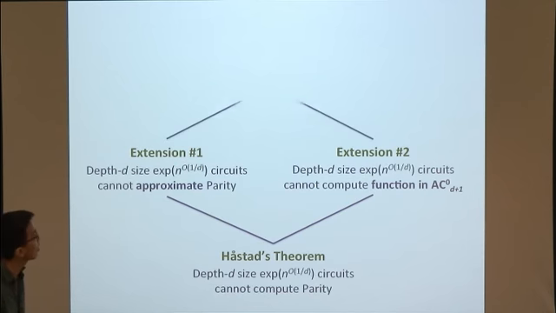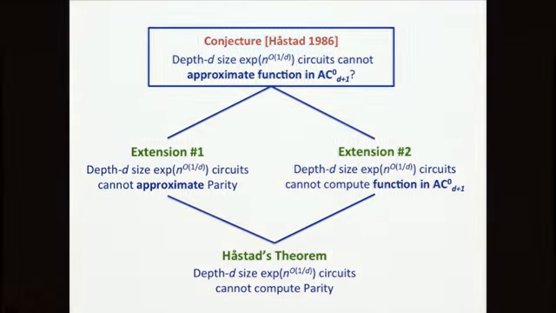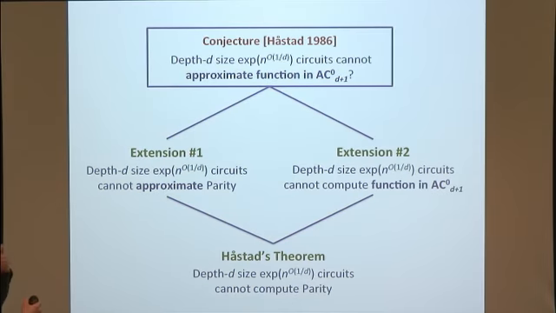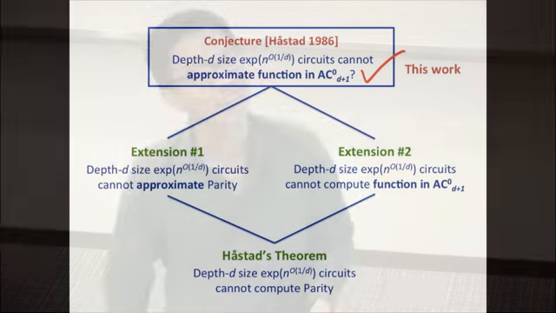So you can ask, and Hastad asked this, can I get the best of both worlds? Can I show that there is a function at depth d plus 1, such that if you force me to use depth d circuits and you allow me huge size, I cannot even approximate it? That seems like a natural best of both worlds kind of extension. And our main result in this work is we confirm this conjecture of Hastad. Okay, so I'd like to tell you about this picture for the rest of the talk.